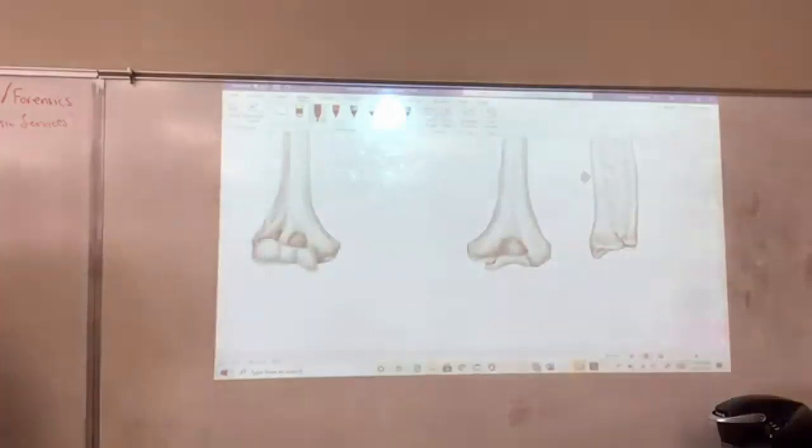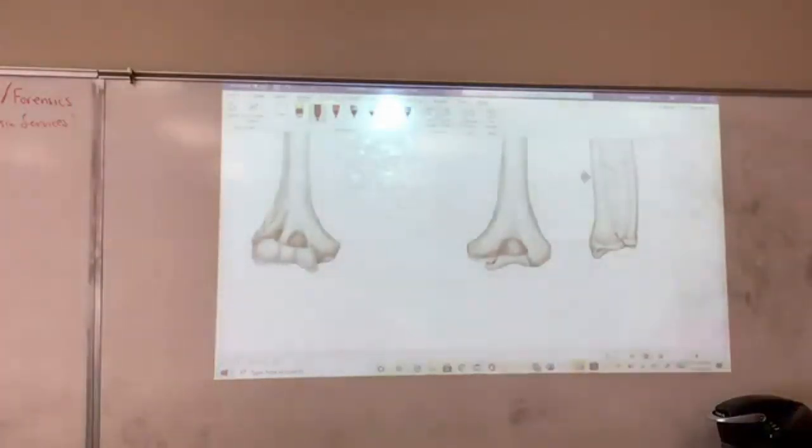Now, how am I going to tell which side is medial and lateral when I look at the humerus? What other part of the humerus is going to help me figure that out? The head. Yeah, the head is always going to be medial, right? So whichever epicondyle is on the same side as the head of the humerus, that's going to be the medial, and the one opposite, that's going to be the lateral.